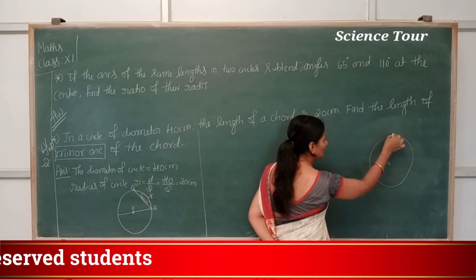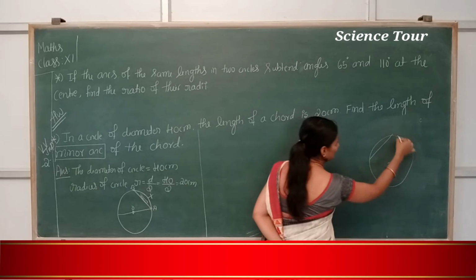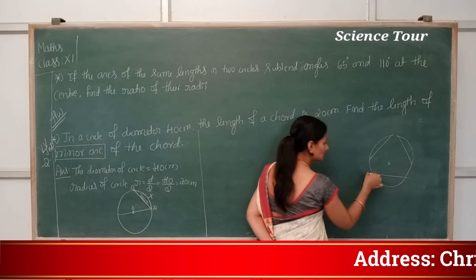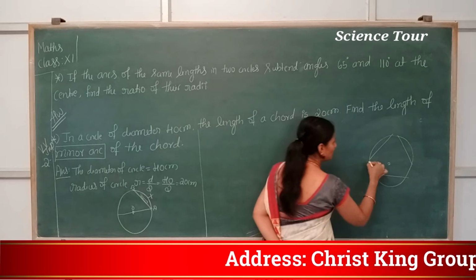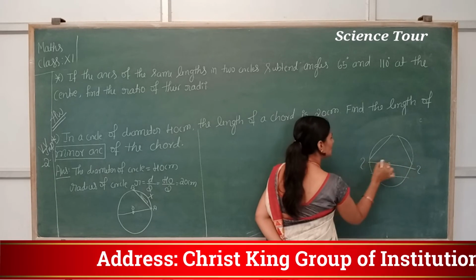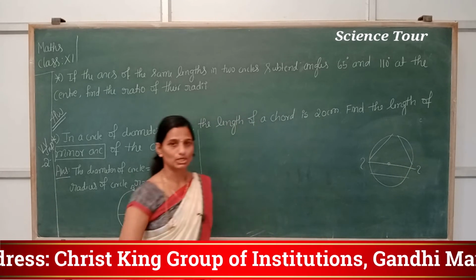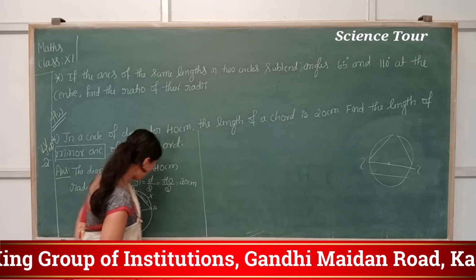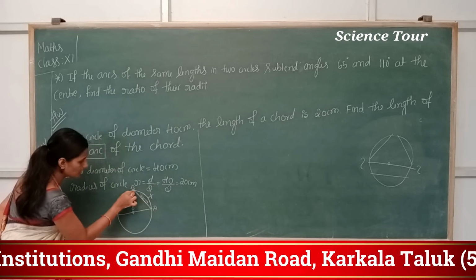This is the center. Is this called a chord? No, it is not a chord. It is the diameter of the circle. Clear? So now I draw a chord here, that is BA is the chord.